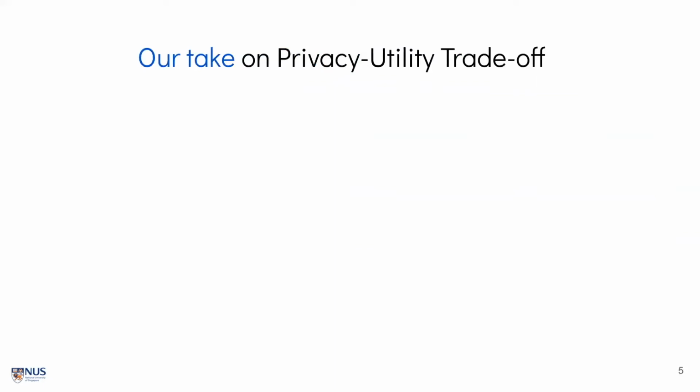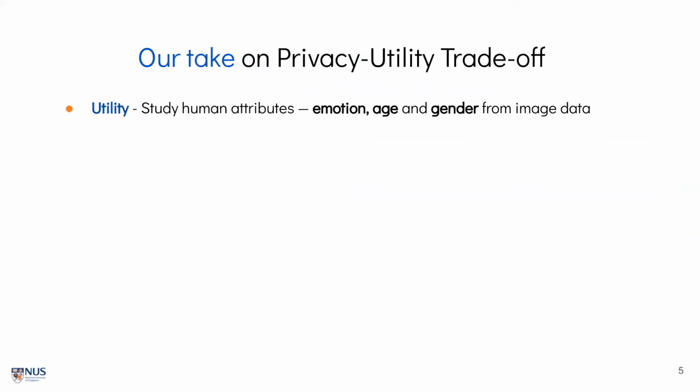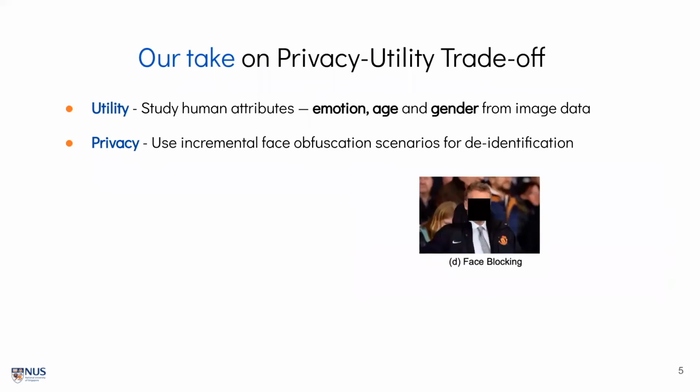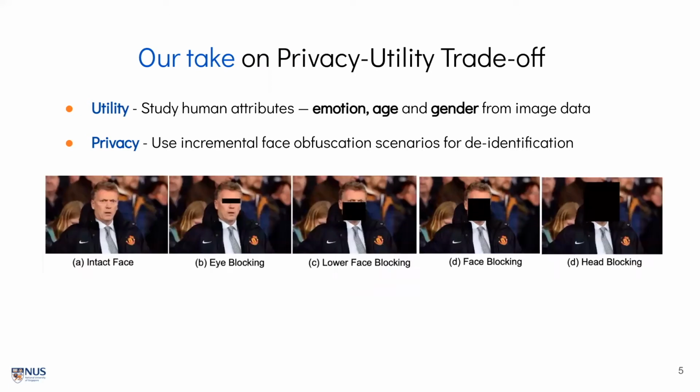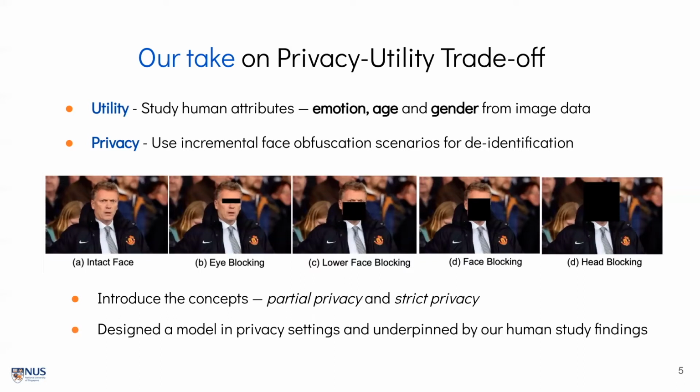Now, our take on the privacy utility trade-off includes: we study the commonly used human attributes, that is emotion, age, and gender from image data. We use the blocking obfuscation technique on the faces for preventing identification. Moreover, we consider different privacy scenarios by increasing the amount of blocking in the face region of a target. These are commonly used obfuscation techniques in visual media. We introduce the concepts partial privacy and strict privacy. We designed a model in privacy settings that leverages situational context and is underpinned by our human study findings.